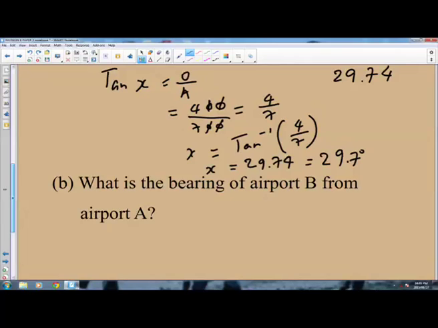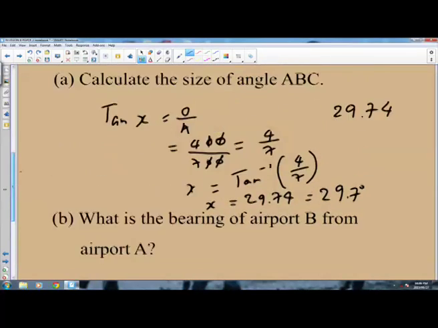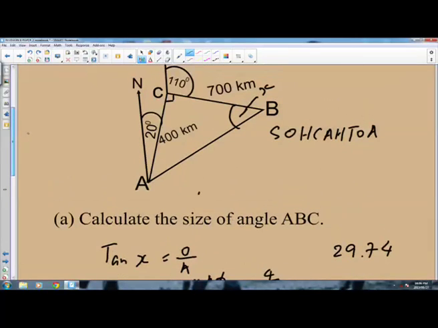So the value of angle x, which is angle ABC, is 29.7 degrees. And then question number B says, what is the bearing of airport B from airport A? So we are to find the bearing of airport B from airport A. Let's go back to the diagram because that's what we are using.